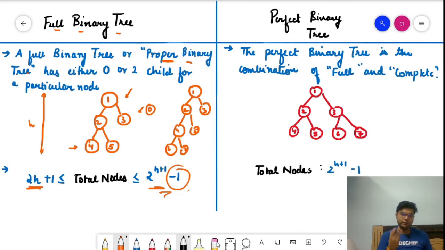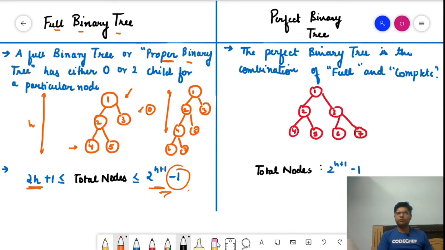Because we need to consider a tree of height h, and how we can minimize the number of nodes at each level is, since each node can have either 2 children or 0 children, if we take 0 children at all the levels, it will not increment the height. So we need a single node which will have 2 children. We'll take all the leftmost possible nodes with 2 children. That will be the minimum possible case here.